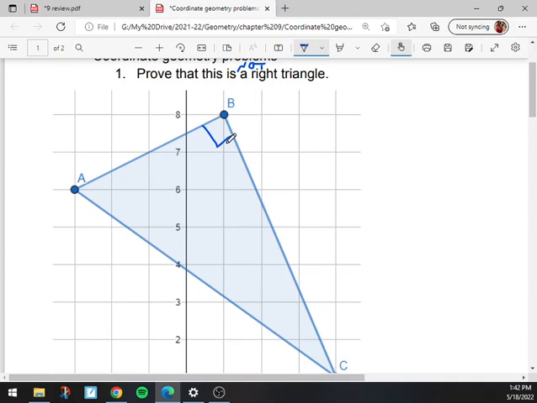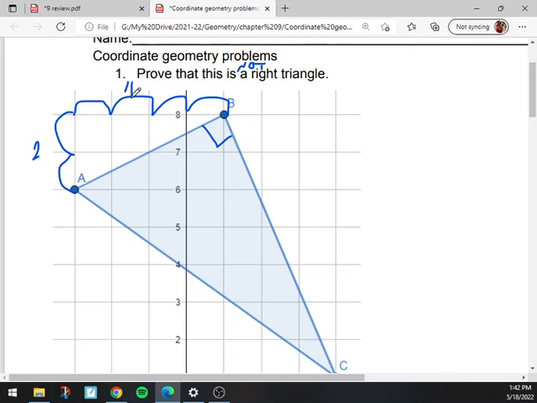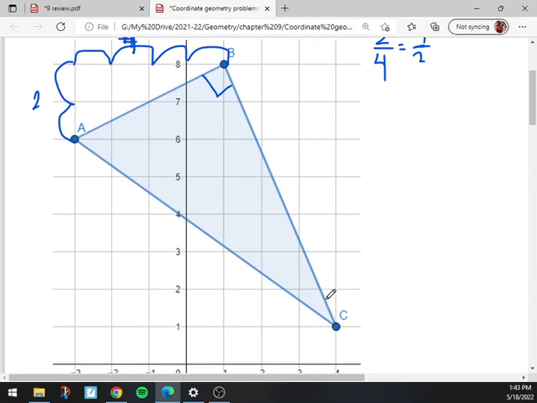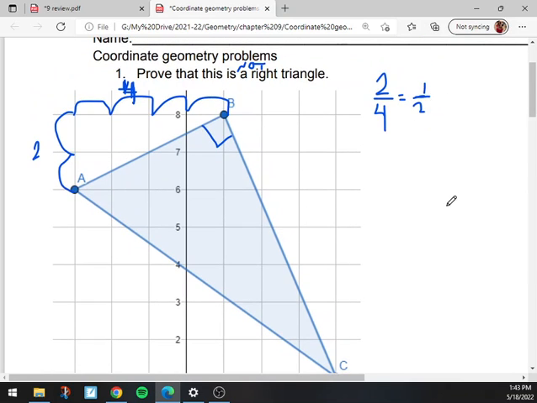The way we prove that is by looking at the slopes. So I go 1, 2, 1, 2, 3, 4. So my slope for this line is 2 over 4, which, just a reminder, we can use our calculator. That simplifies to 1/2. Then if we look at this one, this is supposed to be the opposite reciprocal. If it is, then it's perpendicular.